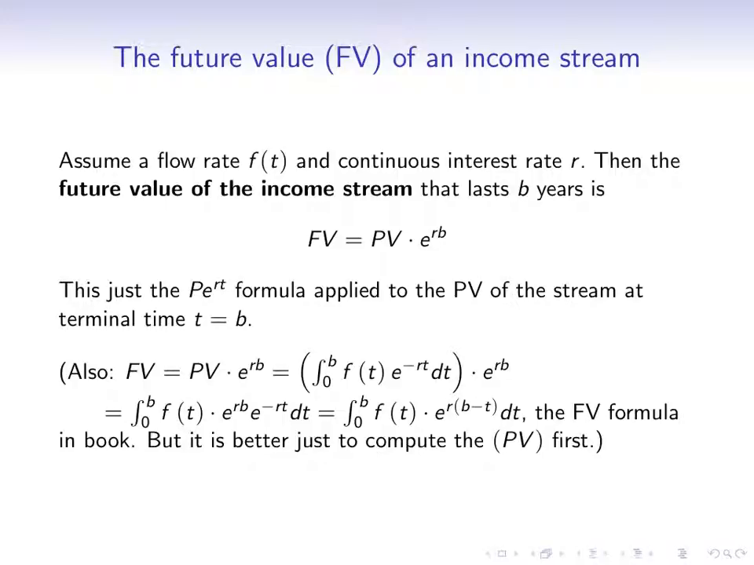So just for the sake of comparison, if you did write the e to the rb on the inside, there it is, then you'd collect the e to the r terms, you get e to the r times b minus t in the exponent, and that is the book's formula. But I think it's better just to compute the present value first, do that integral, and then multiply by e to the rb in order to get the future value at time b.